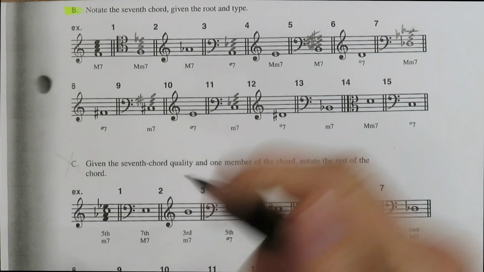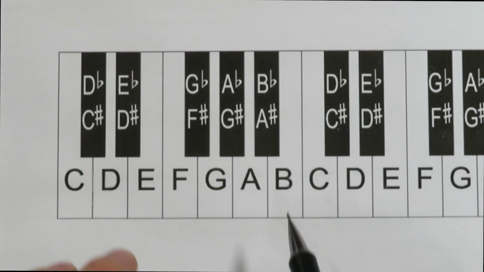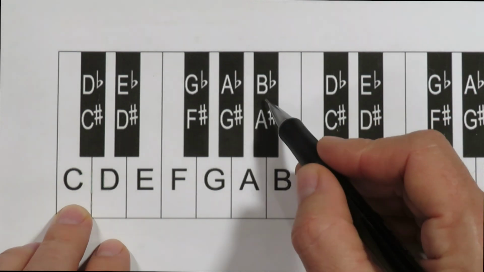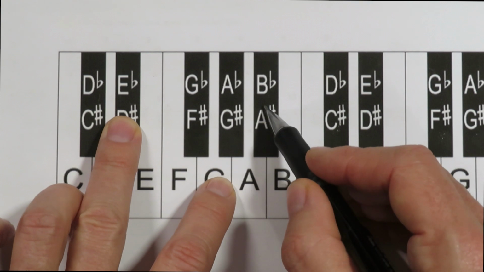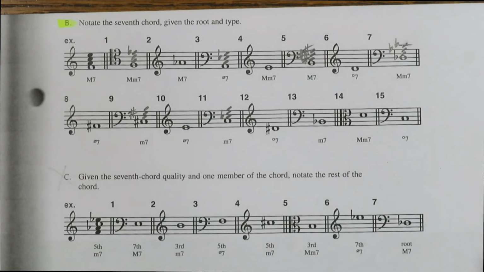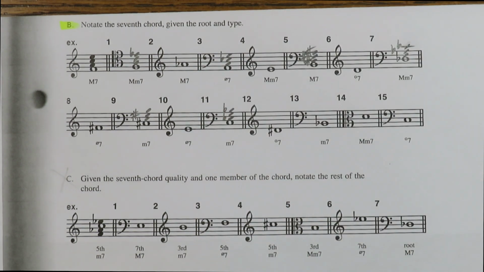Now C to B is a major second. So we're going to want to go down to the B flat. We've got C, E flat, G, B flat. There's C minor seventh. Okay.